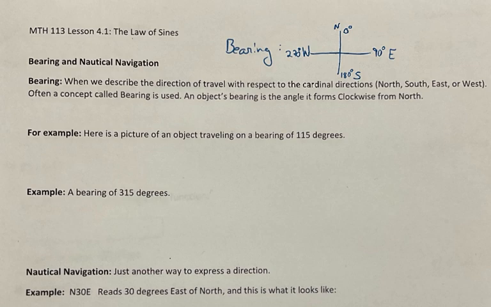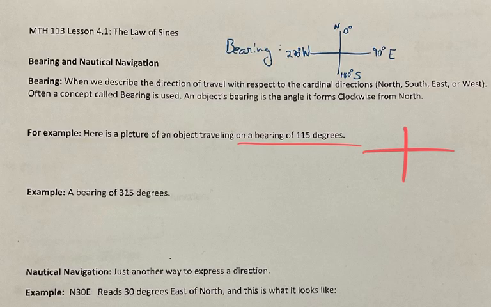So for example, can you draw a picture of an object traveling at a bearing of 115 degrees? So where would 115 degrees be? Second quadrant. It's not in the second quadrant. Normally it would be in the second quadrant. But when we're talking about bearings, remember we start here at 0 and we rotate clockwise. So this is 90. This would then be 115. So 115 degrees will be here.